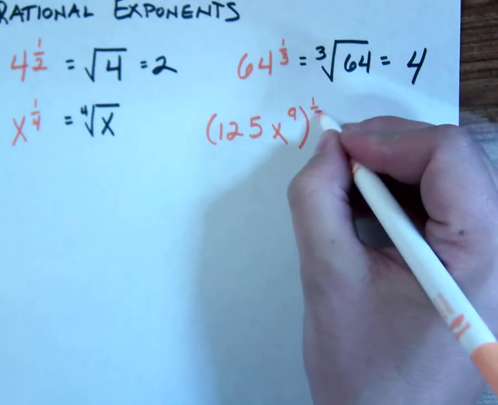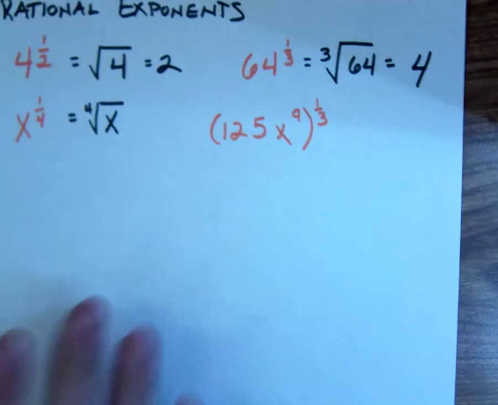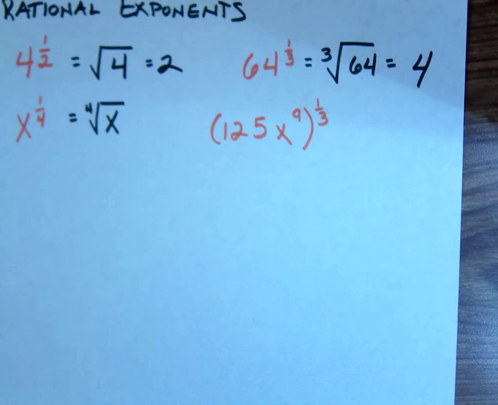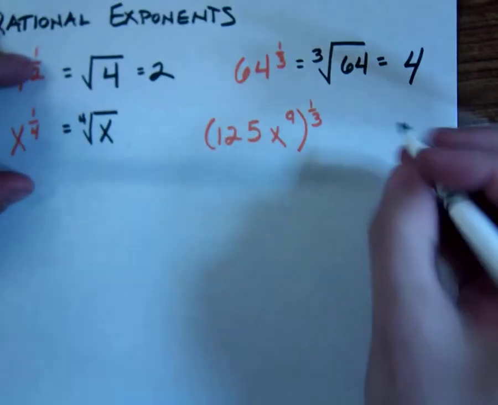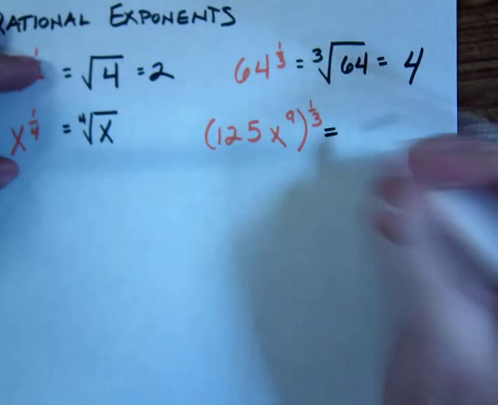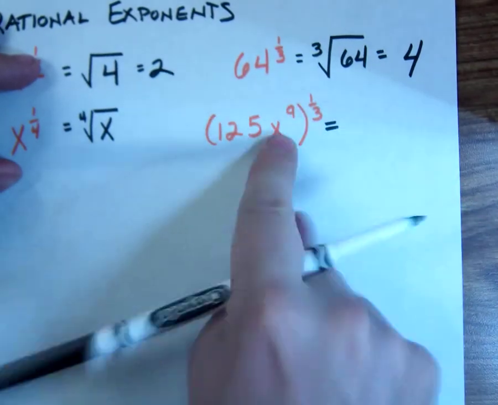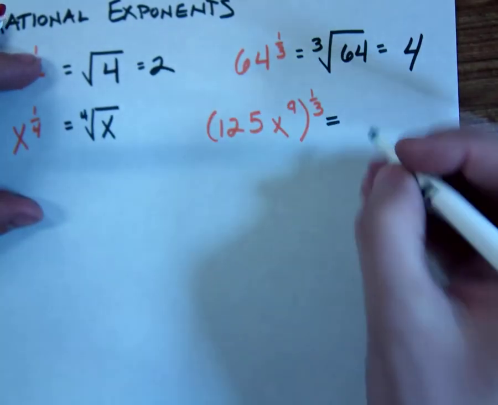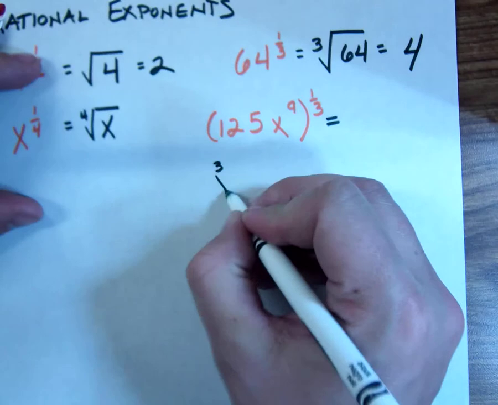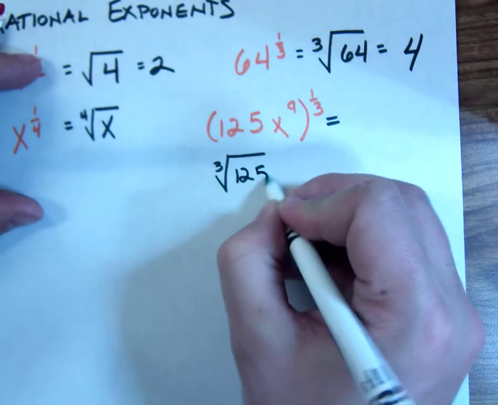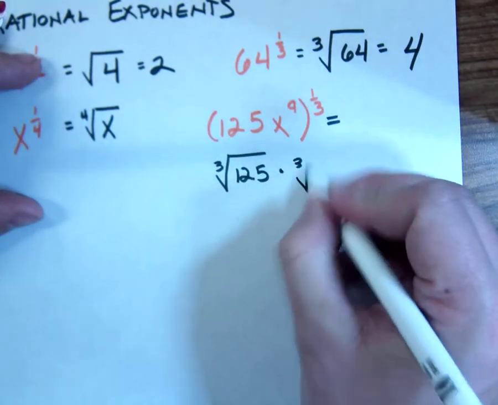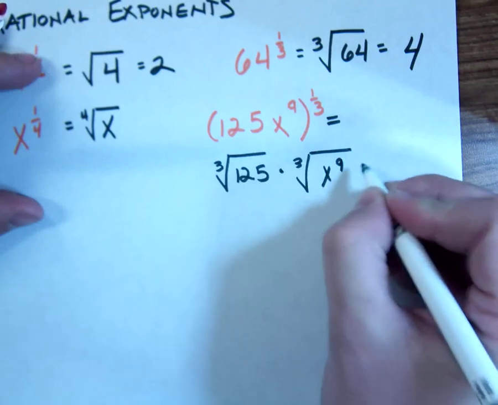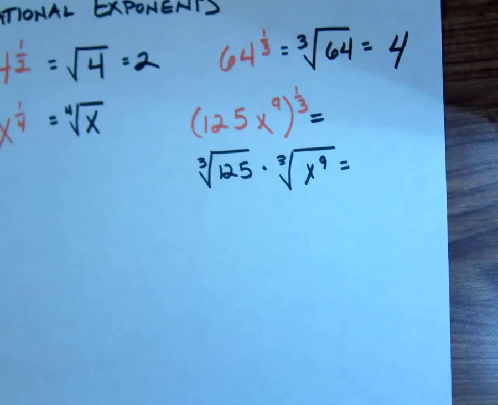Let's do a goofy one. 125 x to the 9th, all to the 1/3. Having a 1/3 exponent on the outside functions a whole lot like the distributive property, in that this is the same thing as putting the 1/3 exponent on the 125 and the x to the 9th. So what I'm actually doing is the cubed root of 125 times the cubed root of x to the 9th. In other words, the 1/3 power goes to both the number and the variable. Okay?